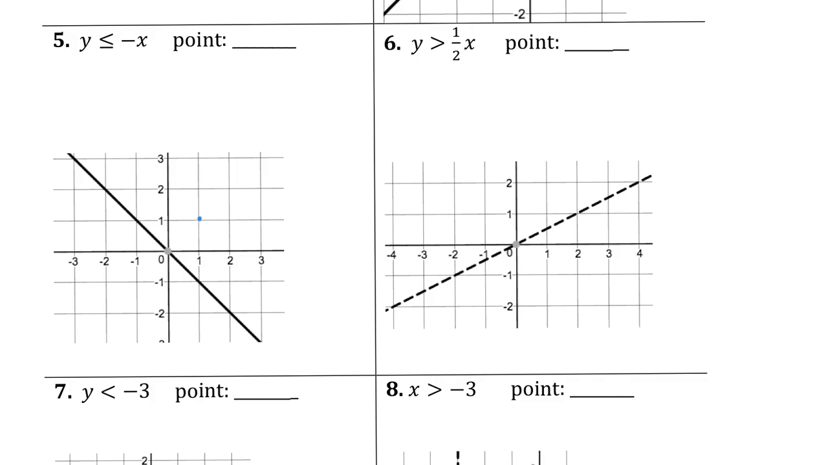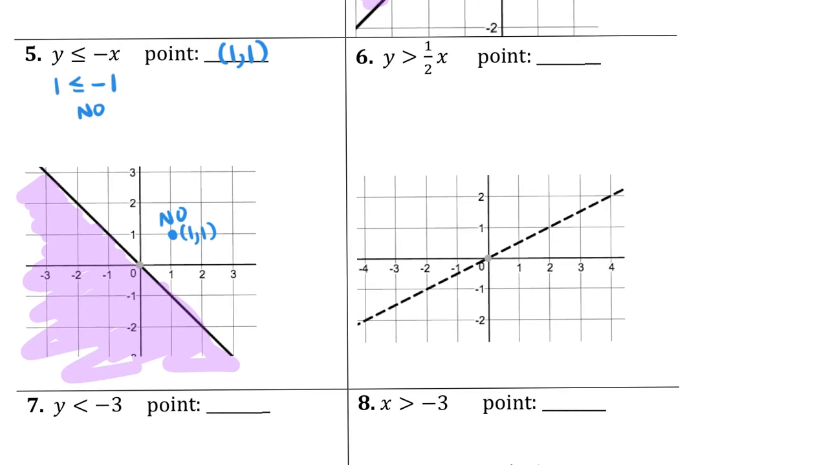I'm going to pick 1, 1. If you pick a different point, that's fine. As long as our shading matches, it does not matter which point you use to figure out the shading. Okay, so this is y. Y is less than or equal to negative x. Is 1 less than or equal to negative 1? No, it's not. So the 1, 1 is not on the shaded side. So I'm going to shade the other side of the line. Okay, and if you want to stripe it, that's fine, depending on your pencil.